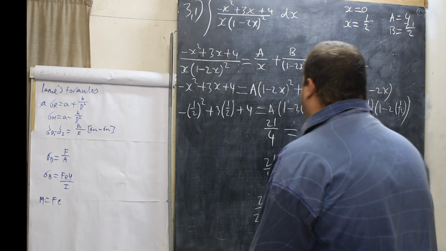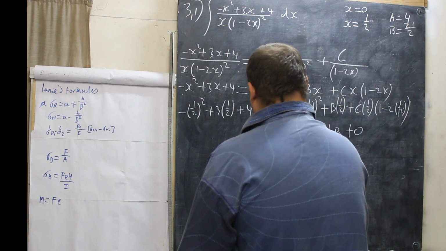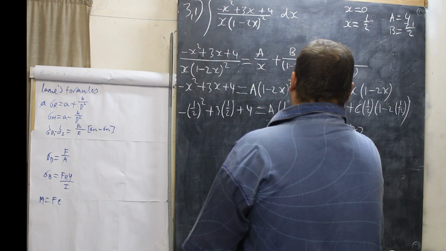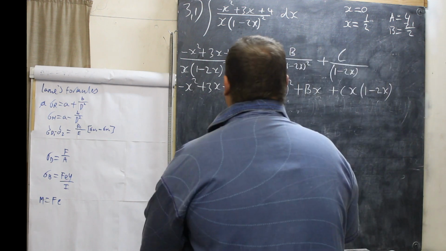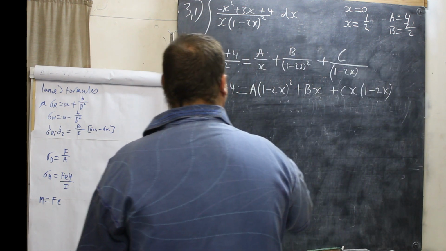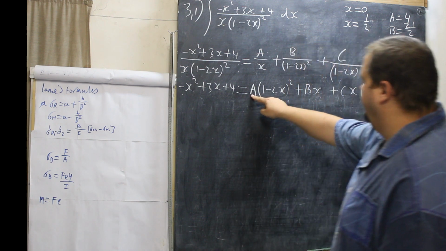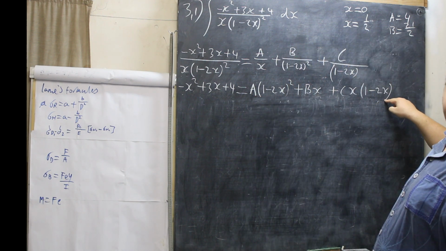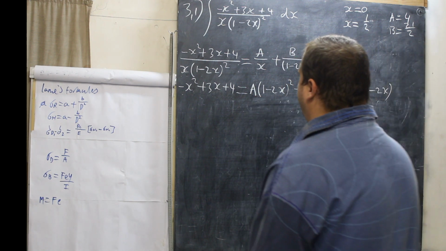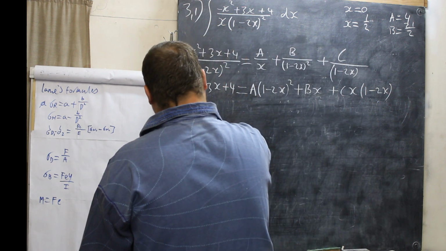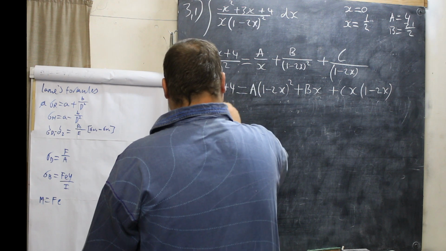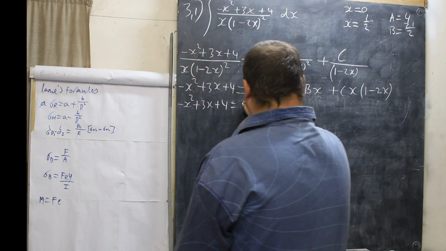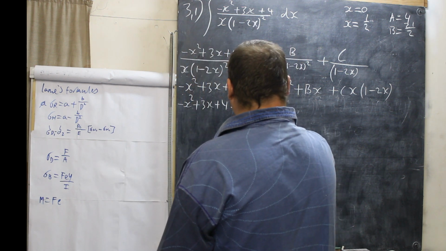Now to work out C. That's a little bit more tricky. So first things first is we've got to multiply and FOIL all of this. We have to FOIL all of this. So minus x squared plus 3x plus 4 equals A.